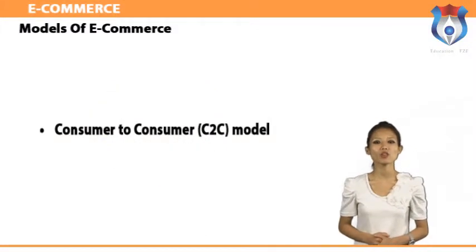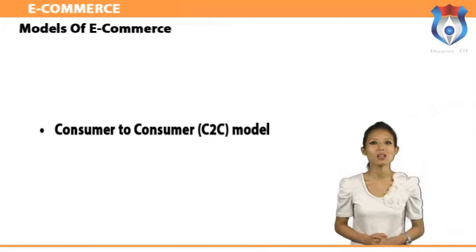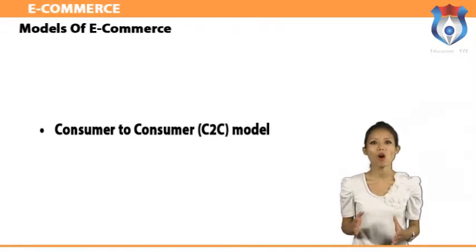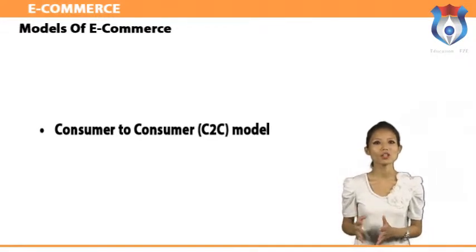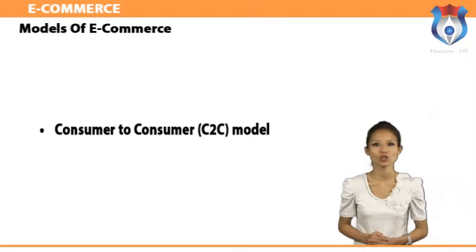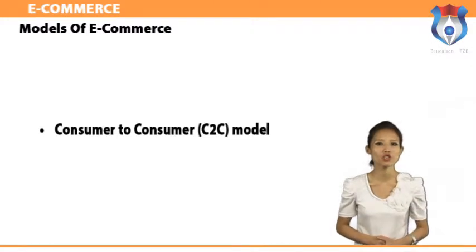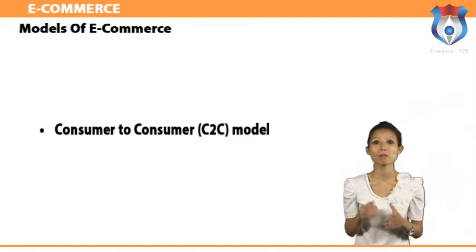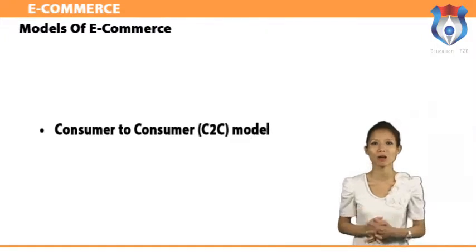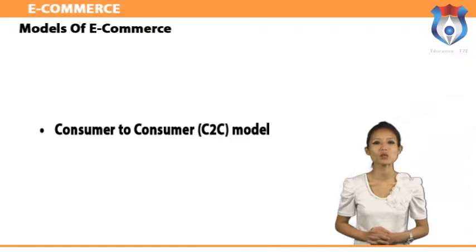C2C e-commerce involves electronically facilitated transactions between individuals, often through a third party. One common example is an online auction, such as eBay, where an individual can list an item for sale and other individuals can bid to purchase it. The C2C model is expected to increase in the future because it minimizes the cost of using third parties. Auction sites normally charge commission to the seller using them.